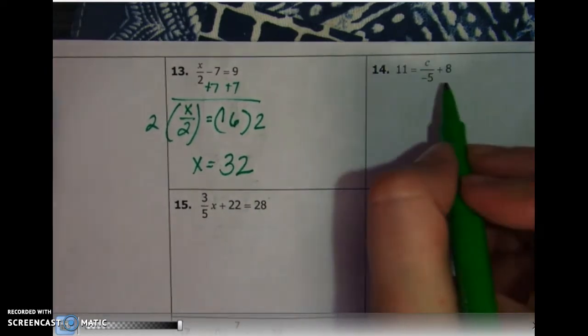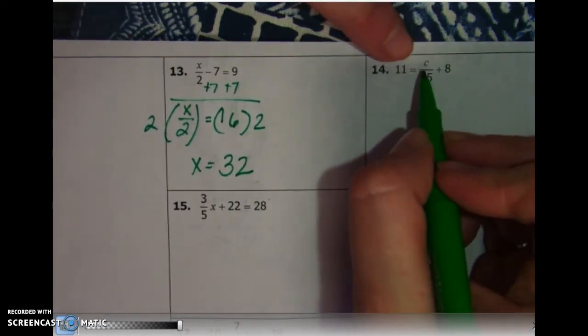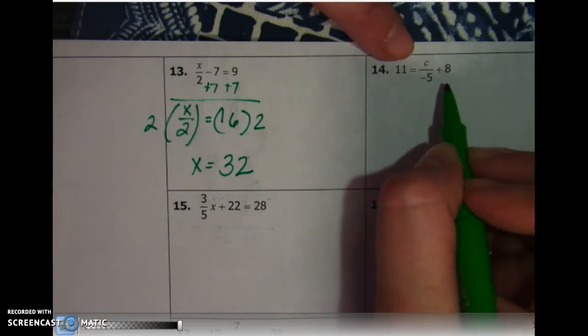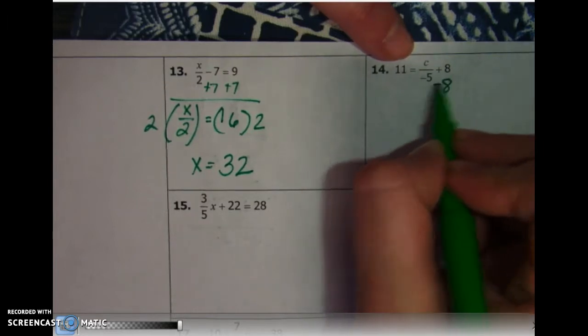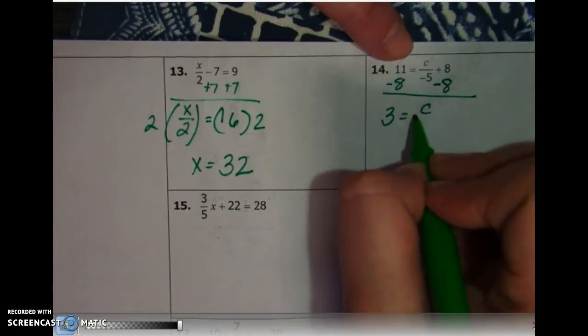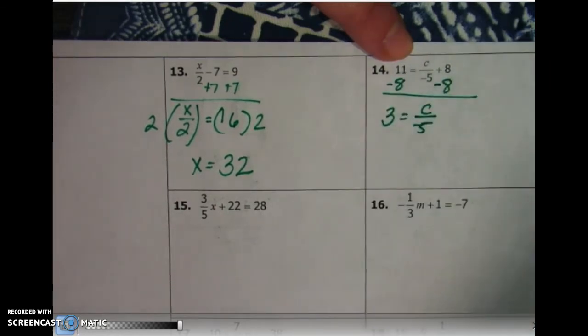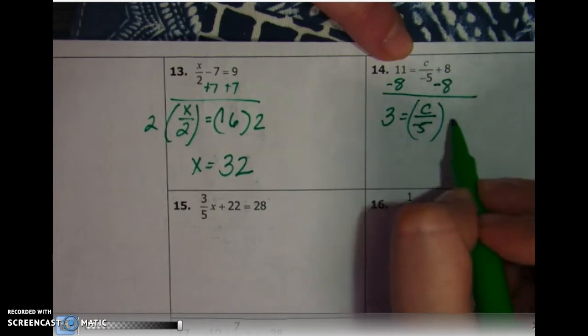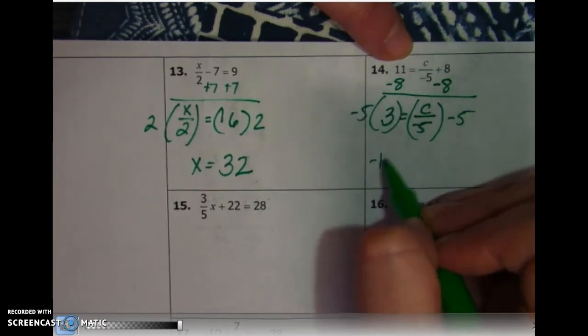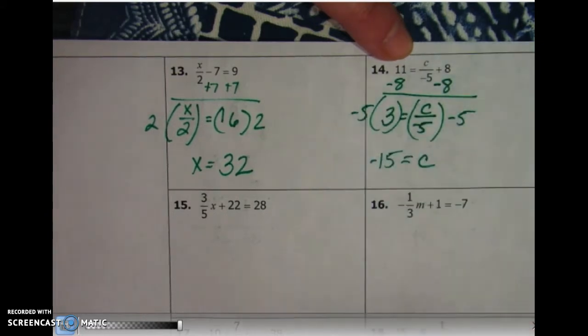All right. Over here, c gets divided by negative 5, then added by 8. So I have to do the last thing first. I have to take away adding by 8, which is subtracting. So I get 3 equals c over negative 5. And now I've got to multiply by negative 5. And negative 15 equals c.